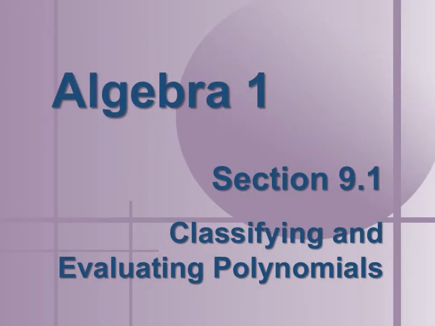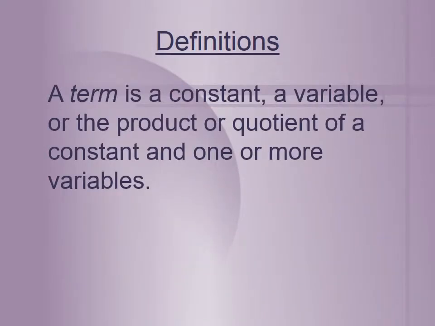Today we're going to learn how to classify and evaluate polynomials. So the first thing we want to review is what a term is. A term can be a constant, which is just a number, a variable, which we usually represent with an X or a Y, some sort of a letter. It can also be the product, which means to multiply, or quotient, which means to divide, or a fraction, of a constant and one or more variables.